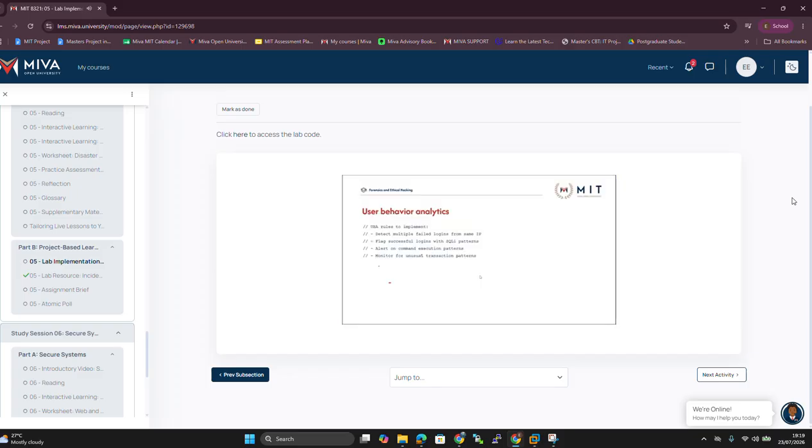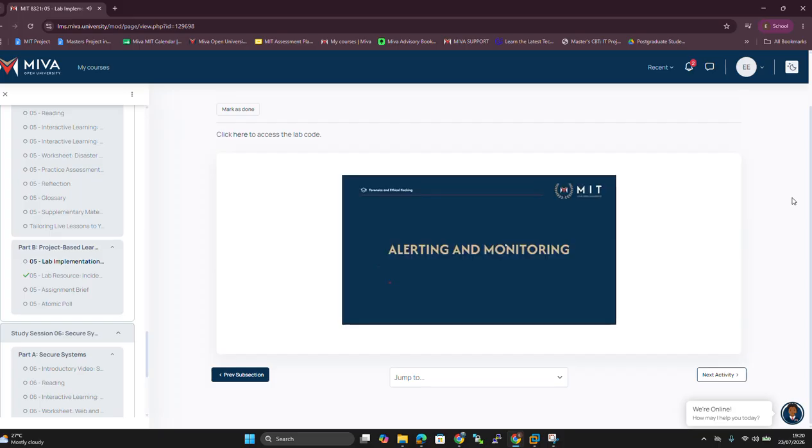So this continues the user behavior analytics. If you detect multiple failed login attempts from an IP, then you can suspect something. Flag successful logins with SQL injection patterns, alert to monitor, and many other things. These are anomalous behaviors of the users in the system.